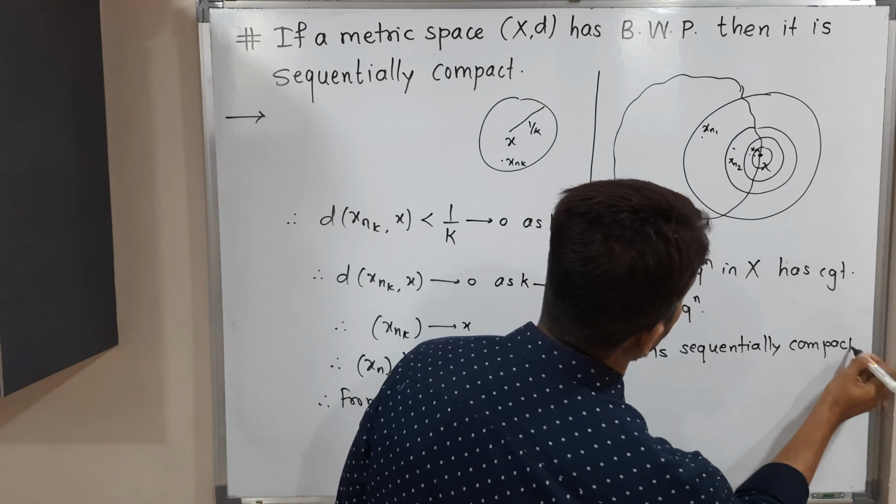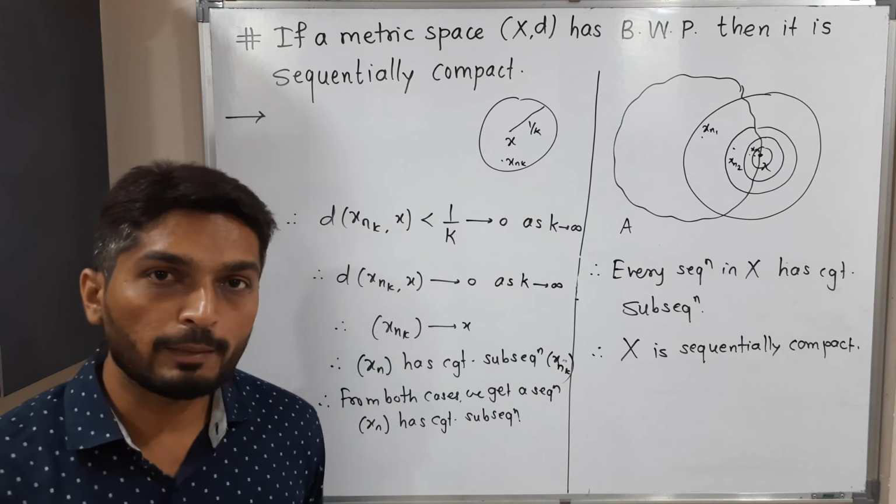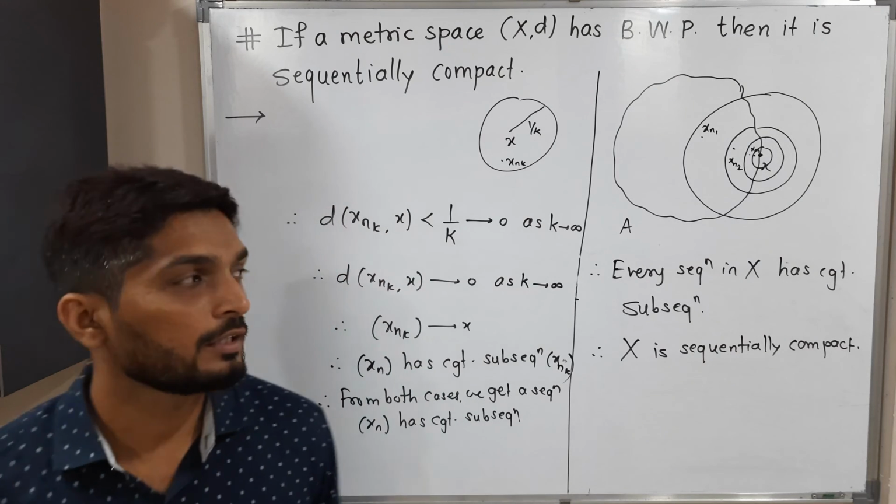So in this way we proved if the metric space has BWP, it is sequentially compact. Okay. So the proof is over.